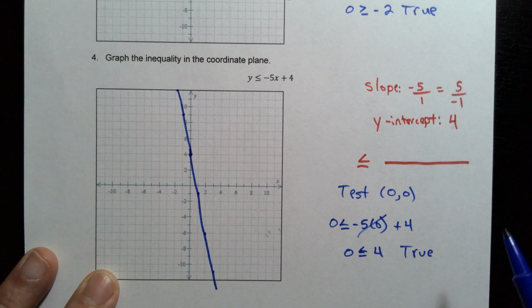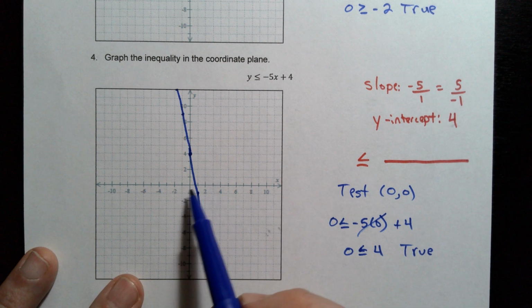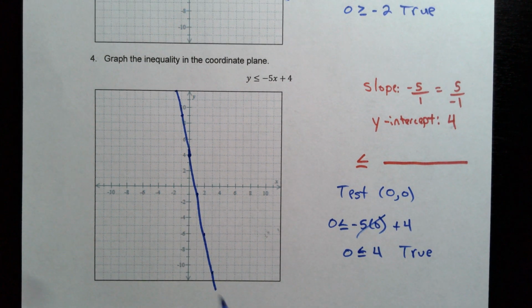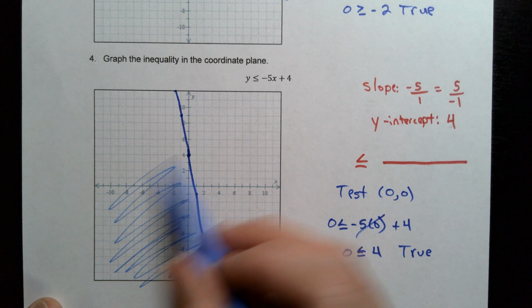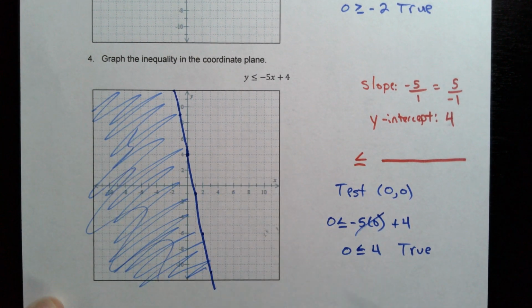So we are going to shade the side that contains 0, 0, which is this stuff over here to the left. So this is what I will shade. And that's it.